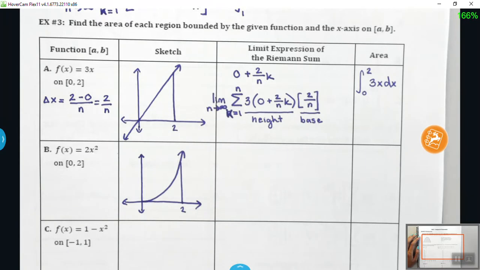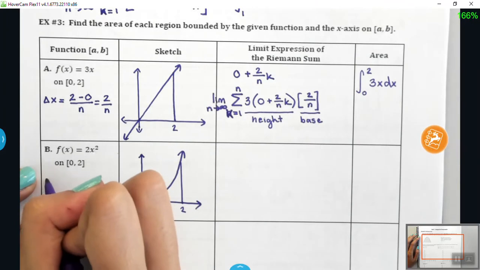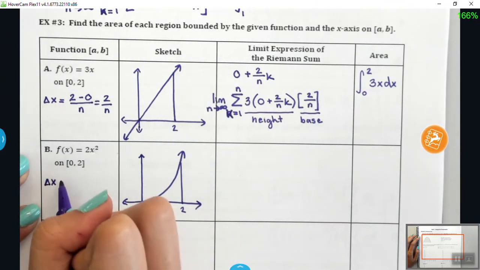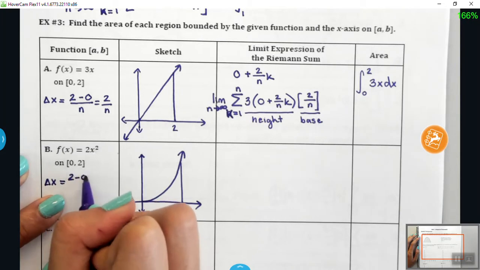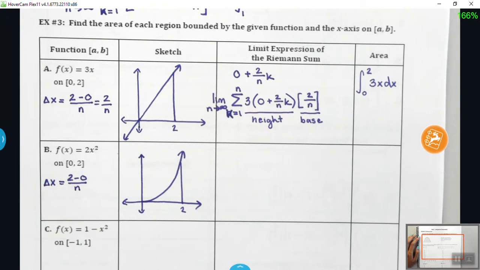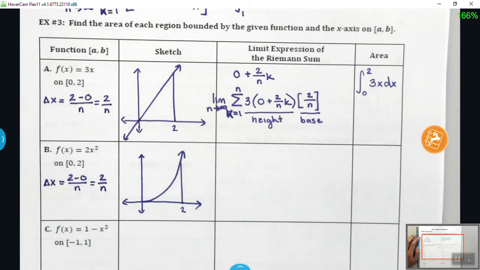Okay, let's take it step by step again. First, let's find the width of my rectangles. Okay, so how do I find that? Delta x. Okay, how do I do that? 2 minus 0 over n. Perfect. That equals 2 over n. It's the same thing. Are you good with that? Yeah. Okay, now, next step.